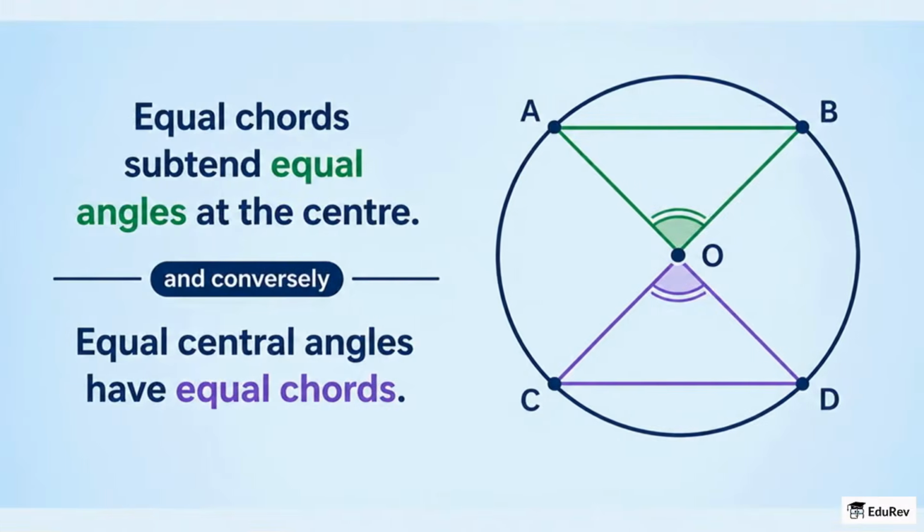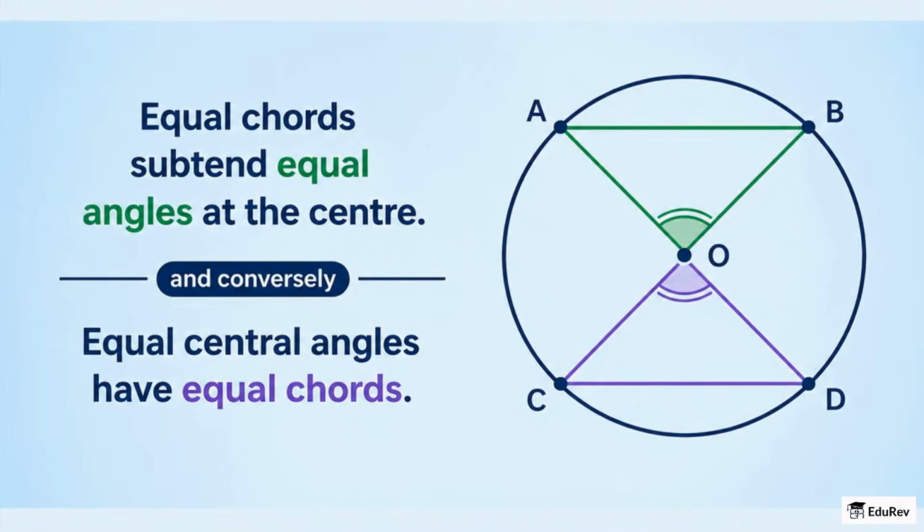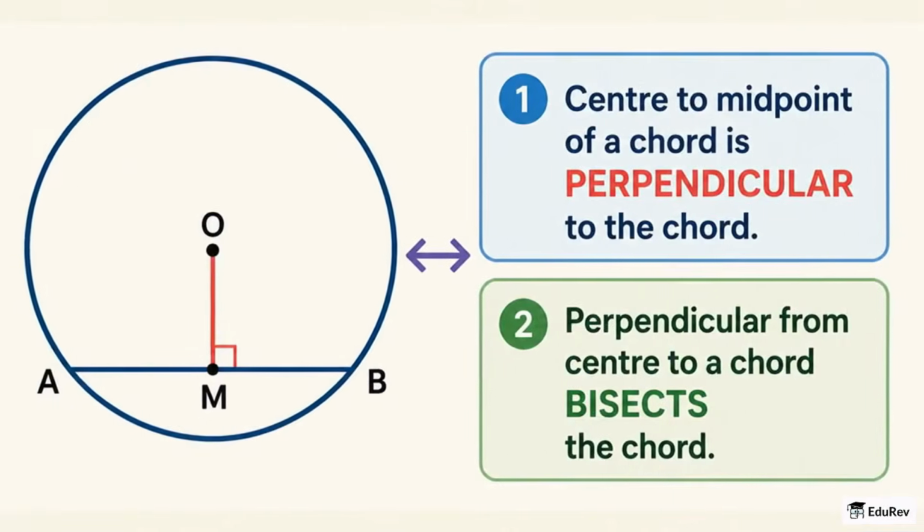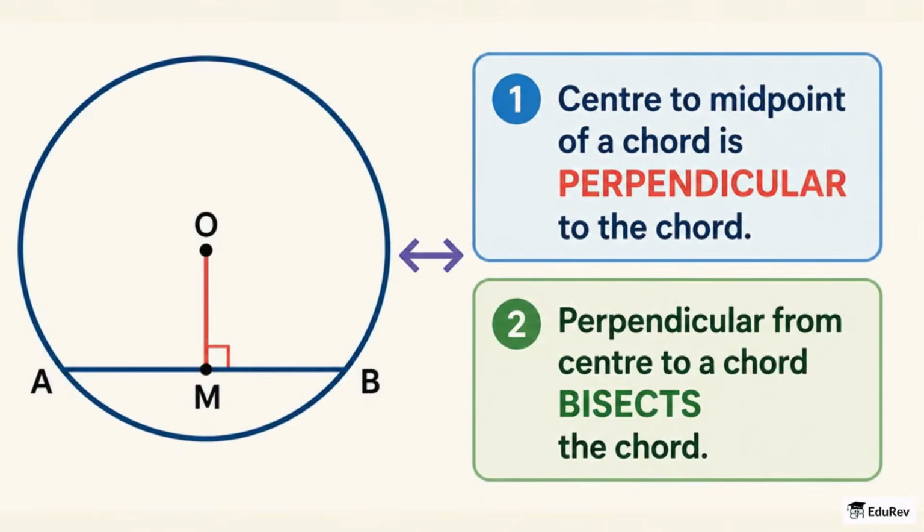Equal chords in a circle subtend equal angles at the center. And conversely, chords that make equal central angles are equal in length. The line joining the center and the midpoint of a chord is perpendicular to the chord, and conversely, the perpendicular from the center to a chord bisects that chord.